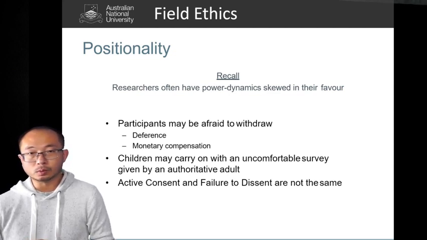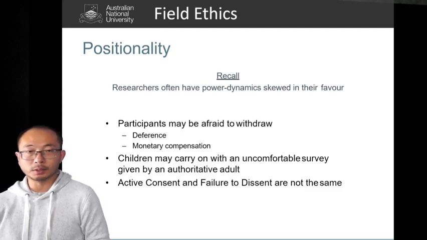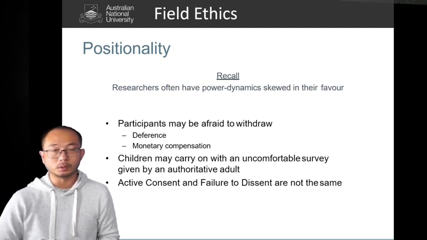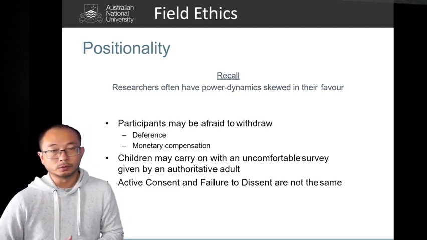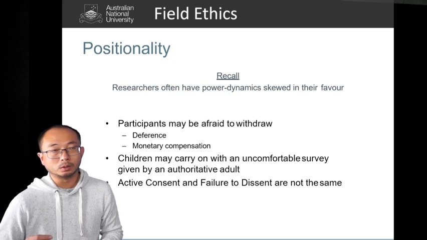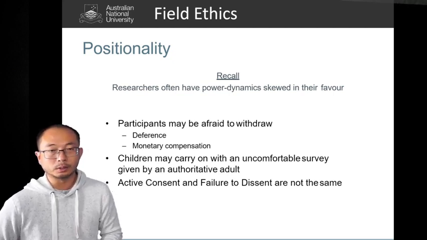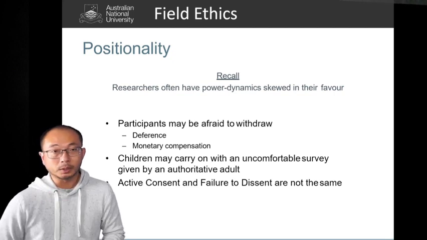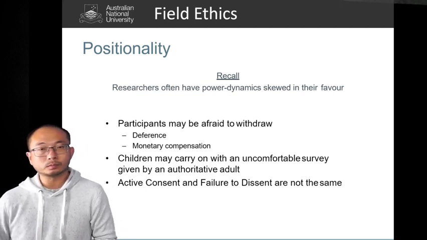Children also will carry on, or we know that children tend to carry on with an uncomfortable survey if it's given by an authoritative adult. So when you involve children, you need to also include their authoritative adult, which tends to be the parents, grandparents, people who can read the signs that this child is uncomfortable. And we need to excuse the child.